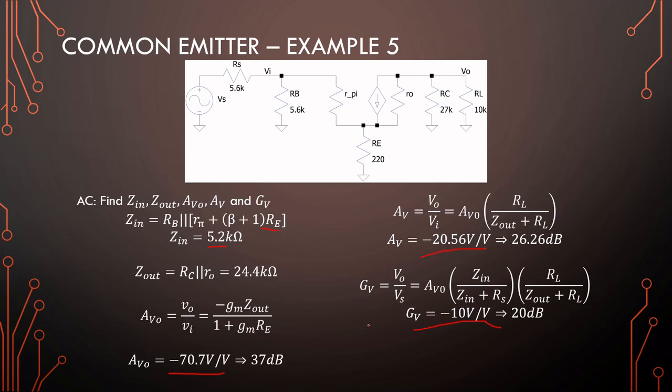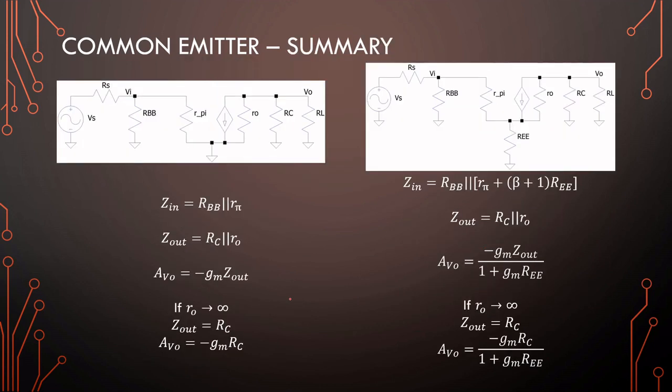Okay, so before we do the simulations for the common emitter, here is our summary. So we have a bypassed emitter resistor, so Zin is RBB, where RBB is any combination of resistors on the input side here in parallel with r pi. Zout is RC parallel to rout, and Av0 is just minus gm times Zout. I'm not looking at any of the other equations, that is just voltage dividers at this point, nothing more.